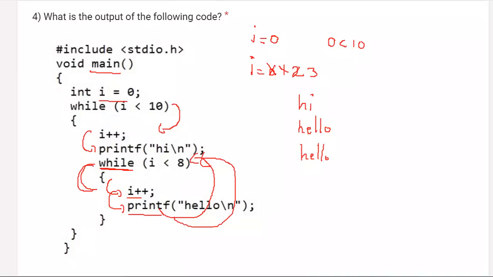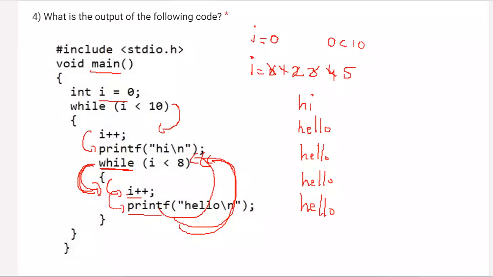So again come into the loop. Now I plus plus, the value of I will be 4. Again print hello. Hello will be printed. Again, 4 is less than 8? Yes. Again come into the loop. Now the value of I will be incremented to 5. Again printf hello. Hello will be printed.